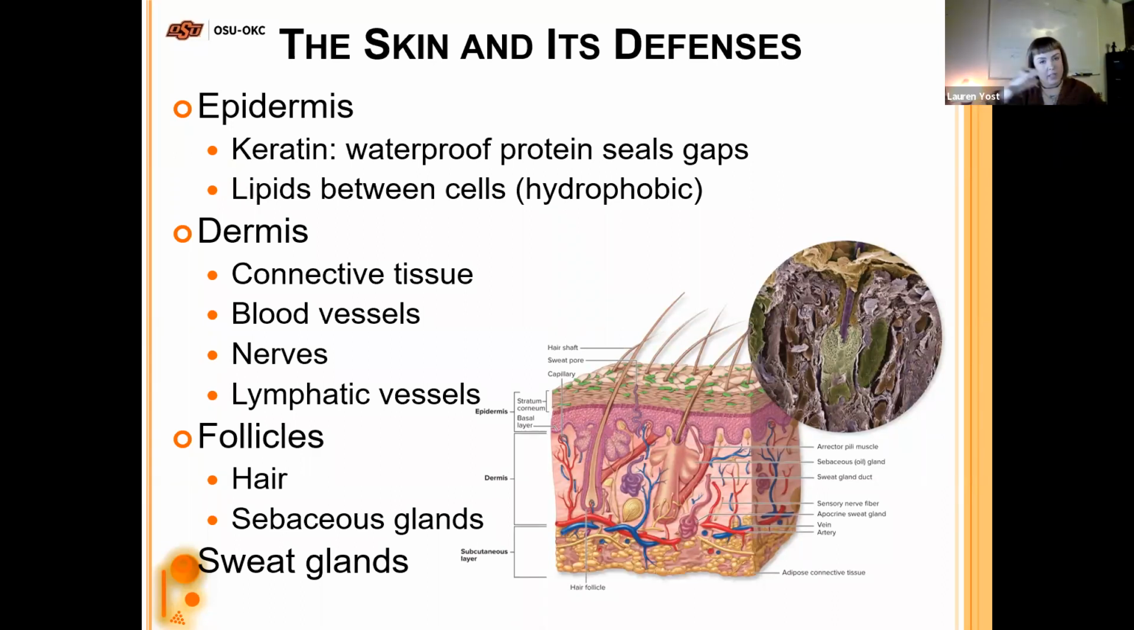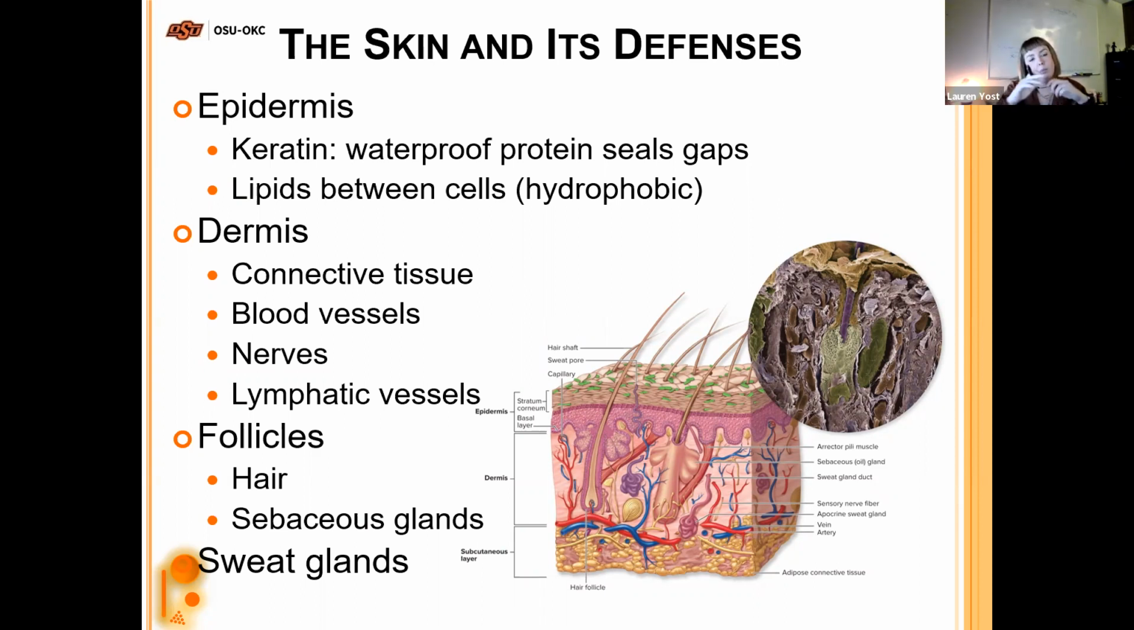Essentially, the way the skin protects itself, we talked about previously in another chapter: the skin is a waterproof barrier. It's relatively impermeable unless you break that barrier. For the epidermis, the outside of the skin, we have keratin, a protein that waterproofs and seals the gaps between the cells. We also have lipids between the cells that are hydrophobic and additionally block water. The dermis, the next layer, has connective tissue between the cells, blood vessels, nerves, and lymphatic vessels. All of these can serve as barriers for entry into the body.